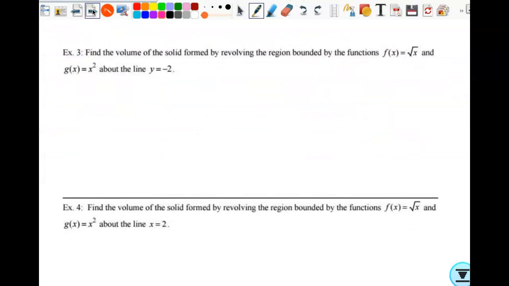So now we're going to find the volume of the solid formed by revolving the region bounded by the functions the square root of x. So we're still using square root of x. So we know what that guy looks like, right? Square root of x, and x squared, which looks something like this. So this is our region. And we're revolving it about the line y equals -2.